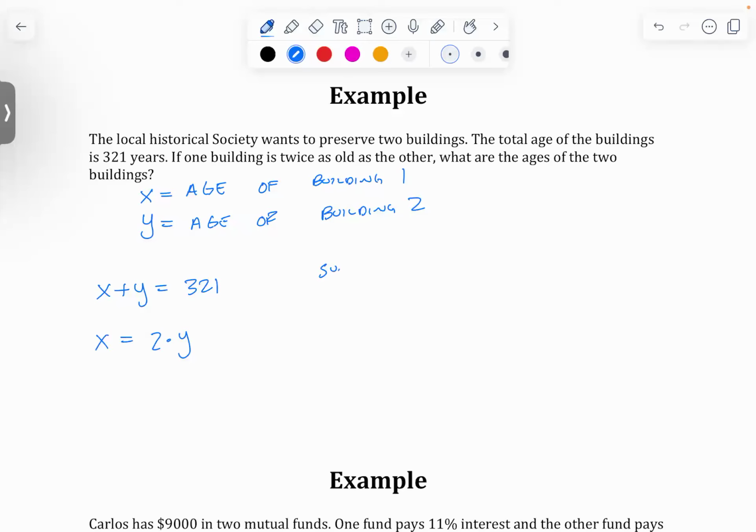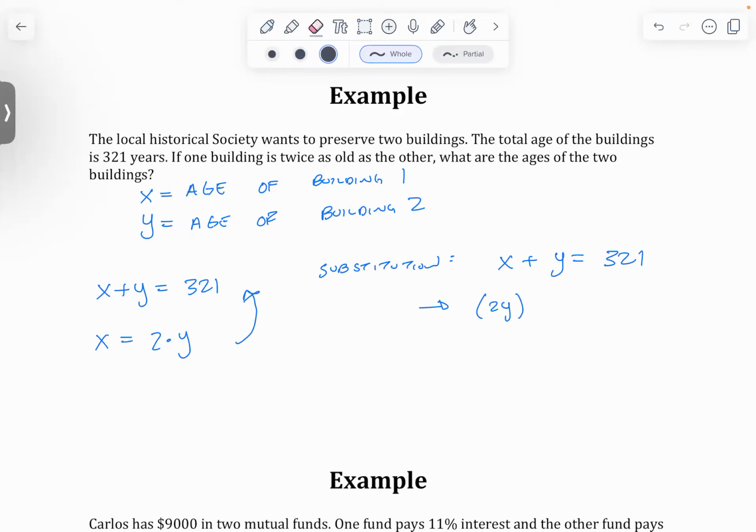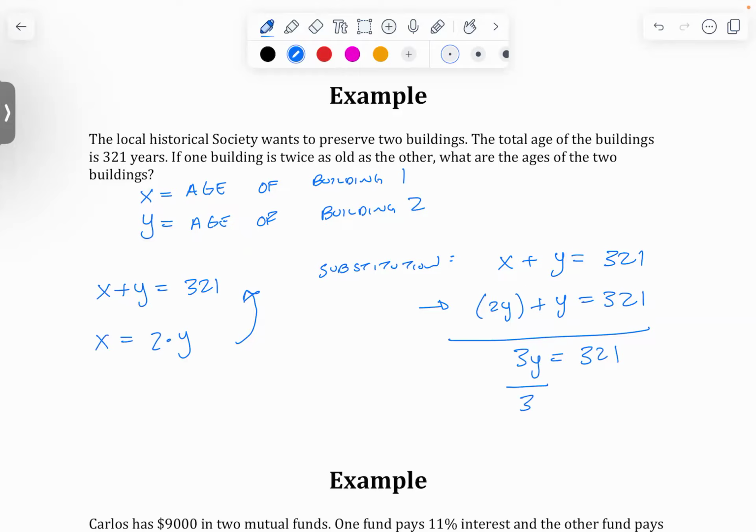All right, specifically, this is substitution. That is, I'm going to take this equation and put it into the other. So X plus Y equals 321 becomes 2Y plus Y equals 321. And then I can solve that down. 2Y plus Y is 3Y equals 321. And then divide both sides by 3. Y equals 107.